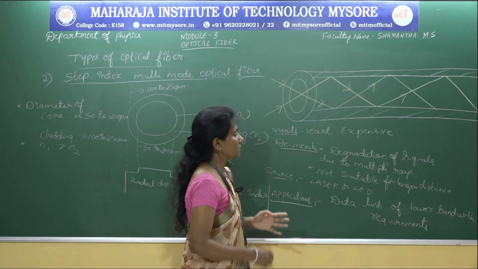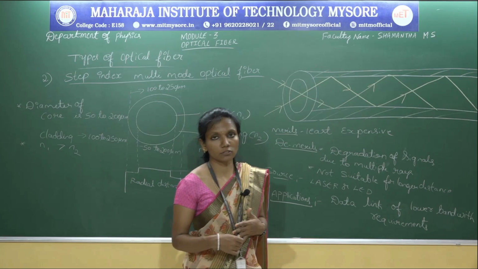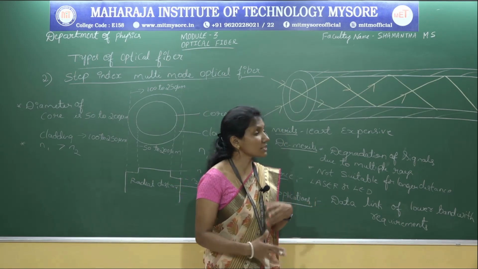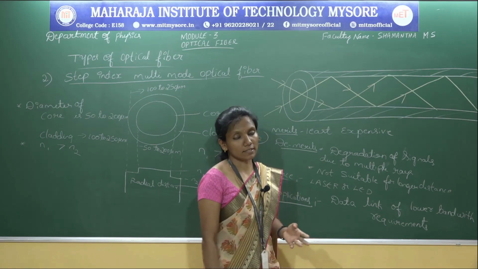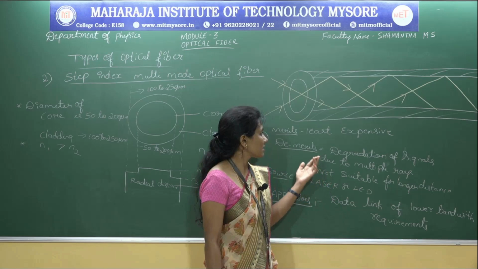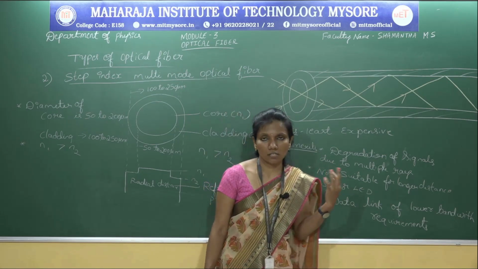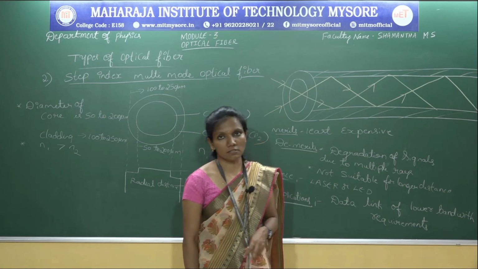And here also the splicing is difficult. If any damage happens due to rain and so on, it's difficult to splice the parts, so that's why it's also expensive. But compared to the single mode optical fiber, this is the least expensive.